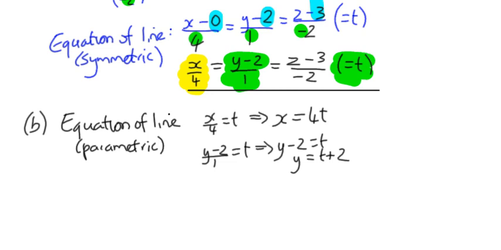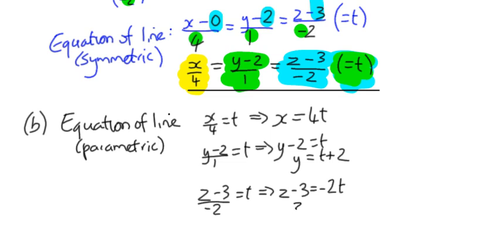And in the last one, we've got z minus 3 over negative 2 is equal to t. So we can write that down. Z minus 3 over negative 2 equals t. Watch this one. Because we get z minus 3 equals negative 2t, z equals negative 2t plus 3.